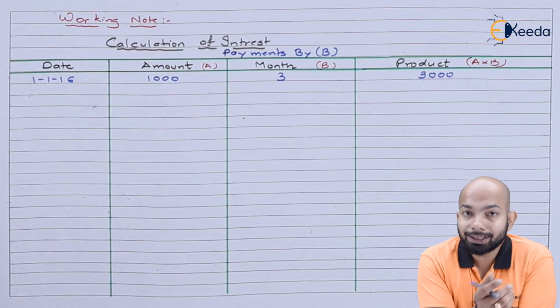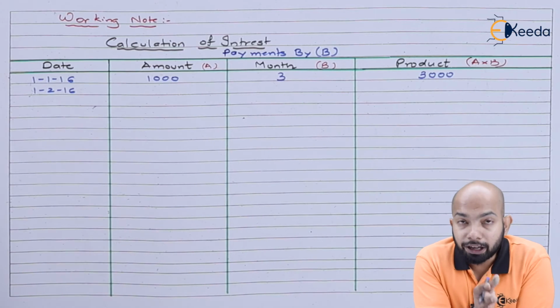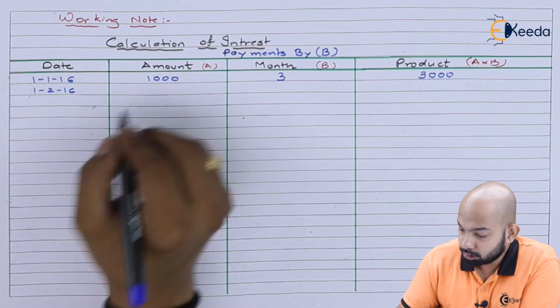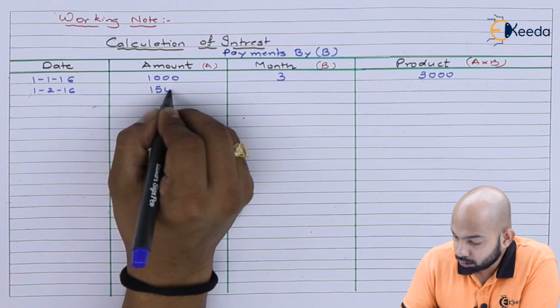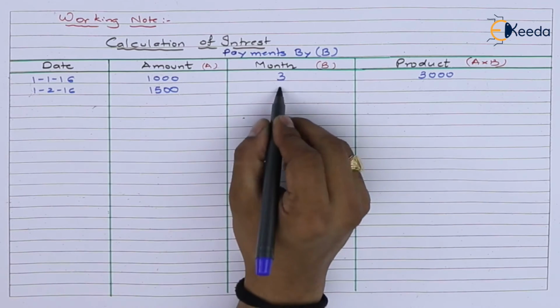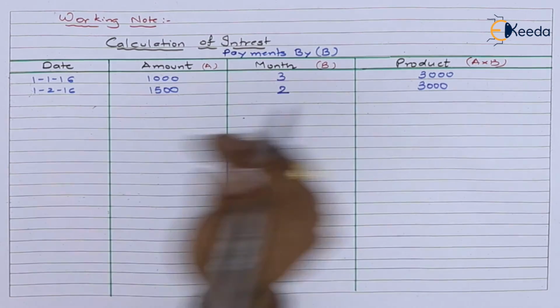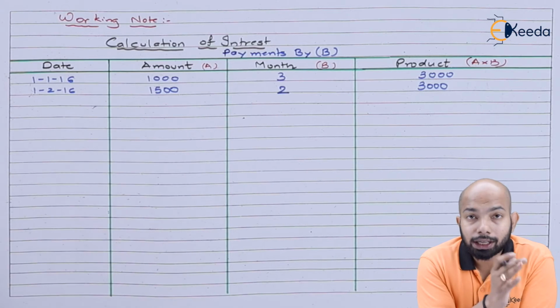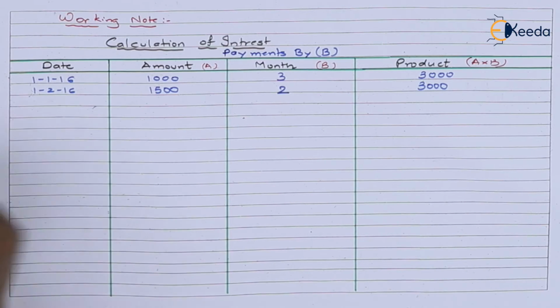So the product here will be 3,000. Now on the 1st of Feb, he made certain payment of 1,500 towards expenses. So that gives you a total of 2 months because Feb and March. So that is again a product of 3,000 here. Now let's go on to the next payment.